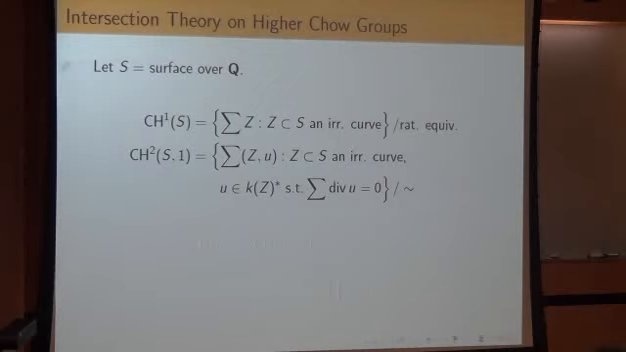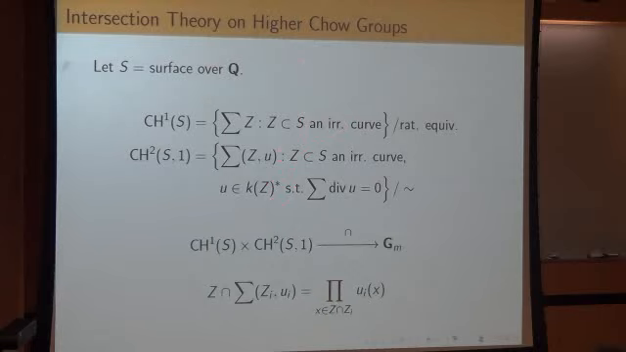But the point that I want to make, or what I'm going to use, is that there's an intersection pairing between these two, which can be described elegantly just in terms of intersection on the surface. By Gm, I just mean the multiplicative group. So if you have elements defined over a certain field, then the intersection lives in that field. So this is a Galois equivariant map.